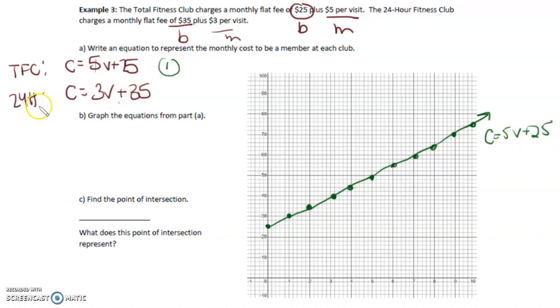Now for the second one, we're going to start at $35, but this time I'm only going to go up $3 per time. So it's going to go 35, 38, 41, and so on up to 50. That's clearly the point of intersection. Then 53, 56, and so on. Okay, so this point of intersection is 5, 50.